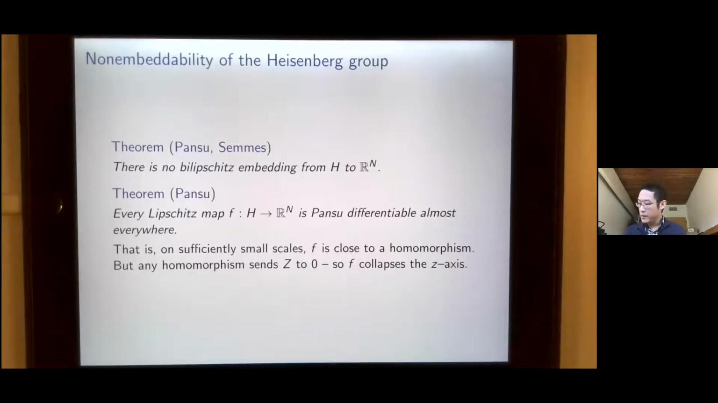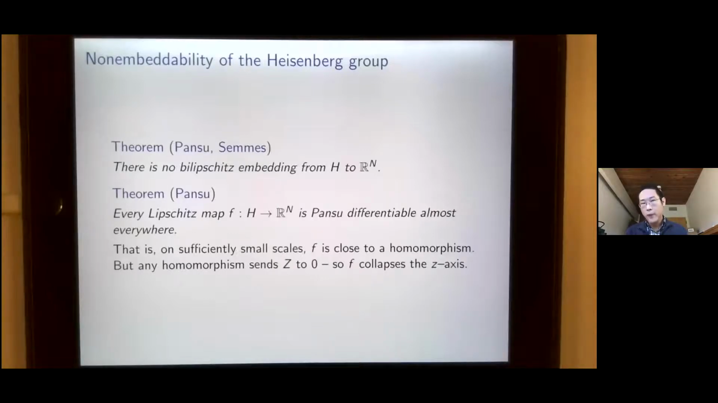This is worth looking at a little bit more closely, because our goal here is really to construct the best embeddings we can from the Heisenberg group into Rn. In order to do that, well, this theorem tells us that every Lipschitz map has some ball on which the z-axis collapses.